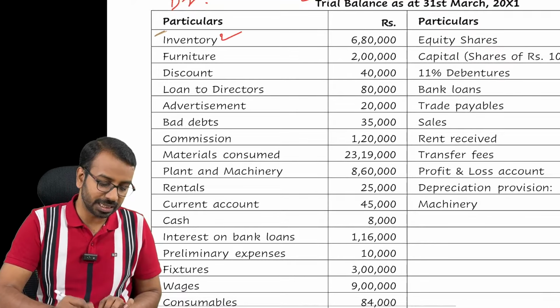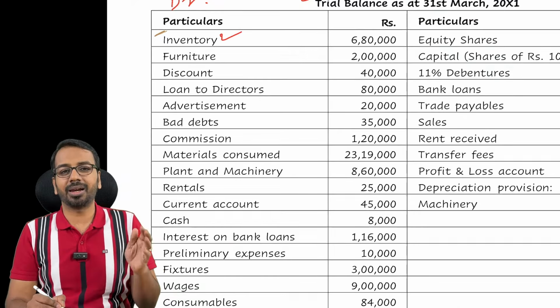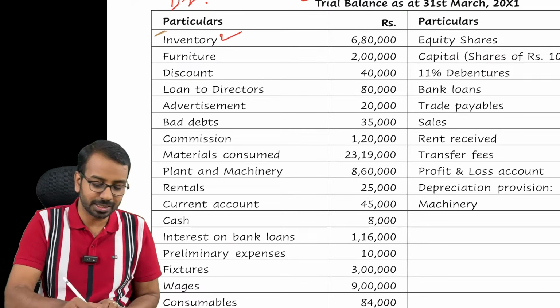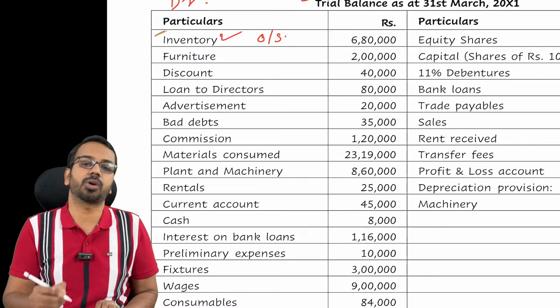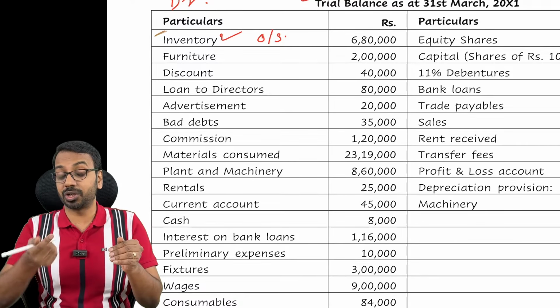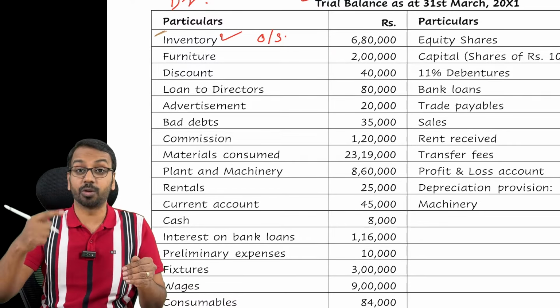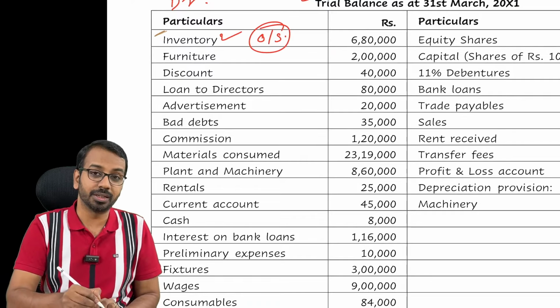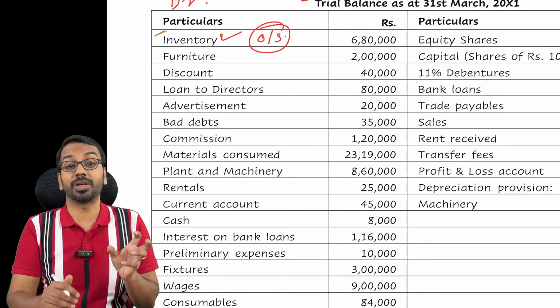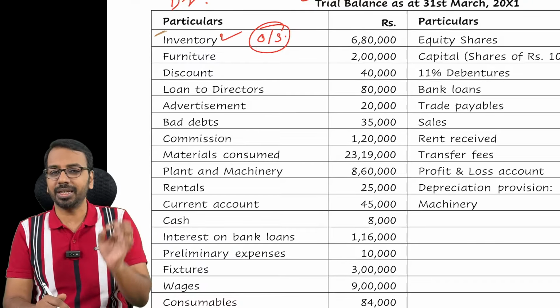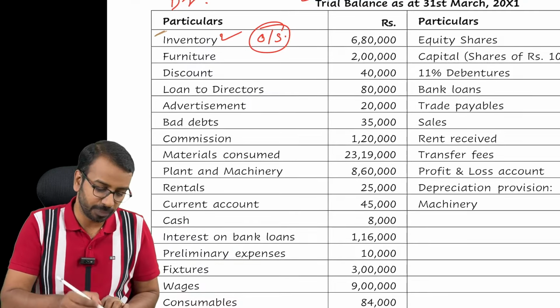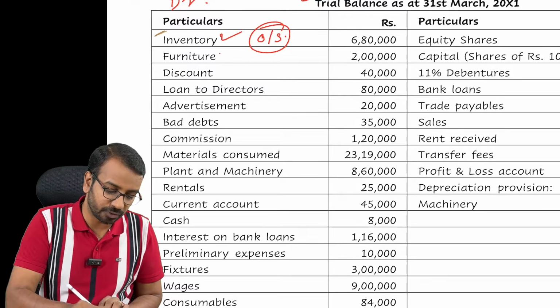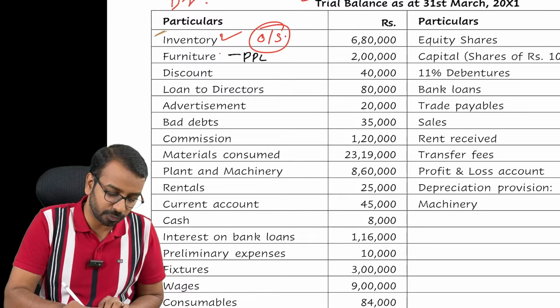Particulars, the first item is inventory. Now inventory, unless they mention otherwise, is assumed to be opening stock. Now as we read the question, in your mind, figure out where this opening stock will appear. In the P&L account, we have something called changes in inventory. That is where we will consider it. Okay. Then furniture. What is furniture? Furniture is an item of PPE.